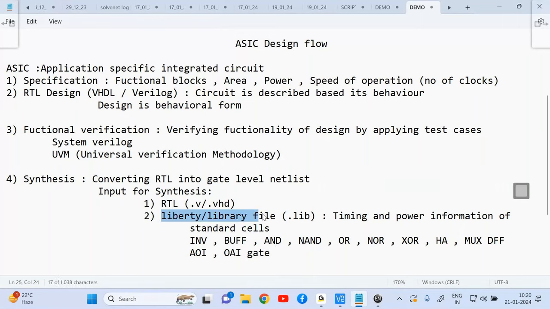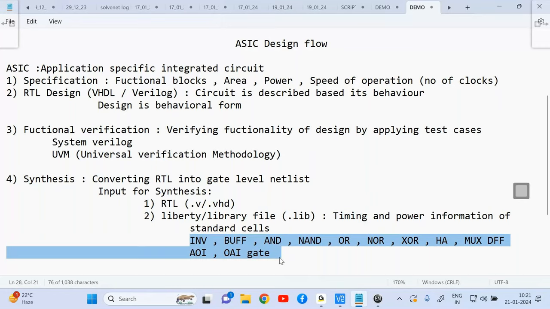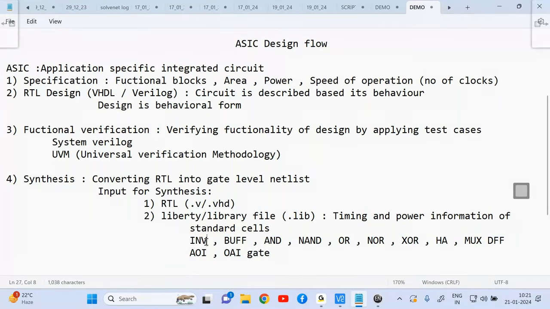So this cell information is present in which file? The Liberty file. What information? Timing. Timing means the delay of these gates. Power means how much power they are going to consume. There are different types of power again: leakage power, short circuit power, switching power. All that information of these cells is present in the Liberty file. So by using these cells from the library file, we convert this RTL into a gate level netlist.